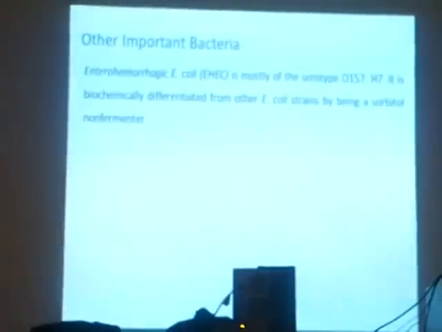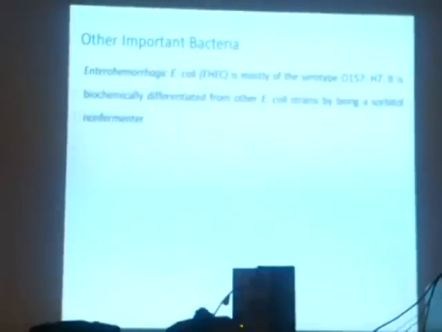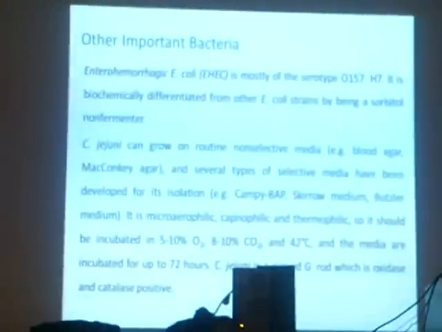Now, another important bacteria, enterohemorrhagic E. coli, is mostly of the serotype O157:H7. Now, it is biochemically differentiated from other E. coli strains by being a sorbitol non-fermenter. There is a sugar called sorbitol. Most E. coli strains are able to ferment sorbitol except for this strain, EHEC. So it is a lactose fermenter, but sorbitol non-fermenter.